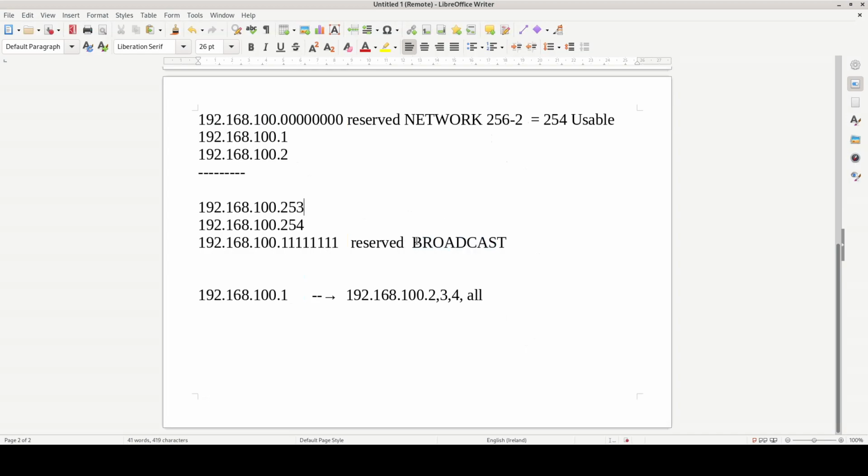And broadcast, what is the function of broadcast? Each IP we can call a node, host, machine, or server, whatever you say. One IP can communicate with another IP or send a message, but when you want to send a message to all, then it is going to use the broadcast address. That is the function of broadcast.